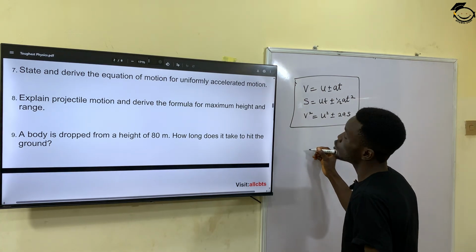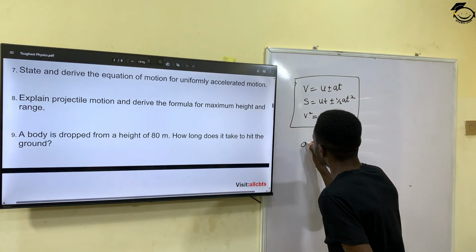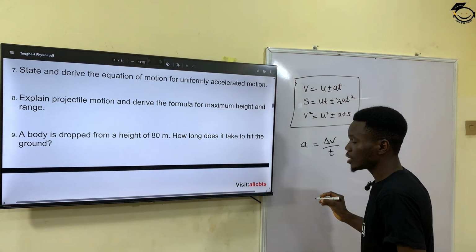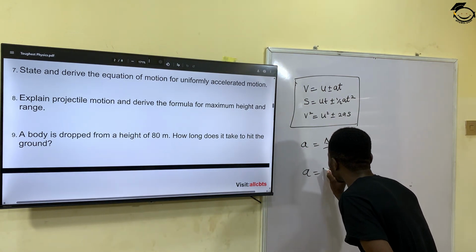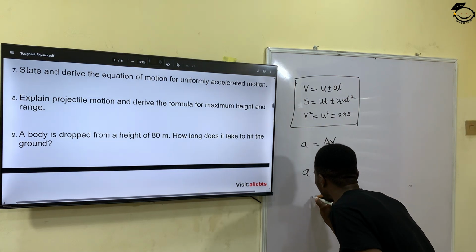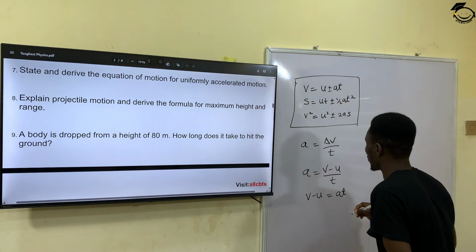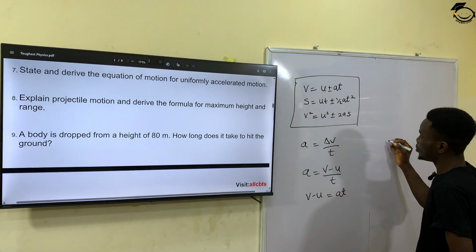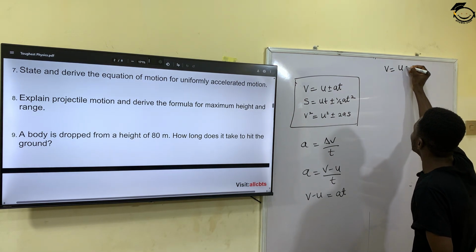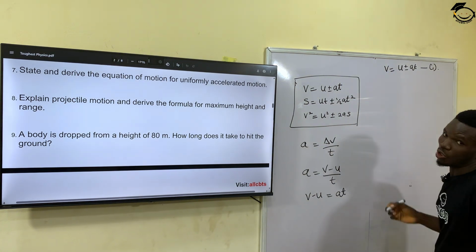The first equation of motion was derived from the formula for acceleration, which says that acceleration is equal to change in velocity over time. This is the same thing as saying that acceleration is equal to v minus u over t. So if I cross multiply, it means that I have v minus u is equal to at. If I move u to the other side, this simply means that v is equal to u plus or minus at. So this is our first equation of motion.